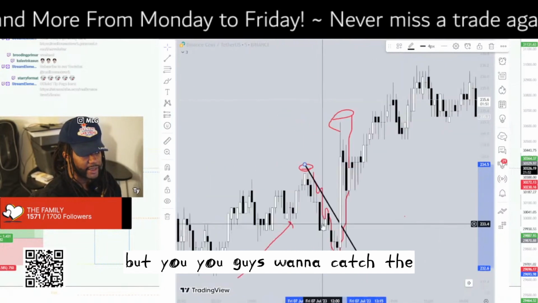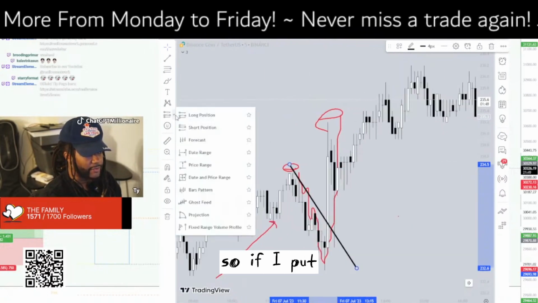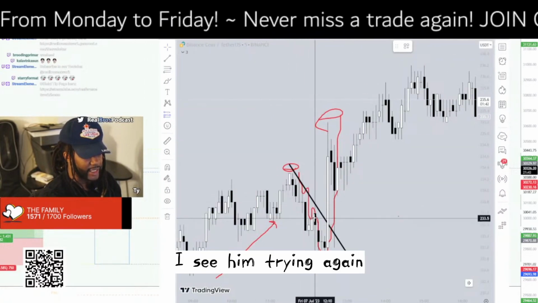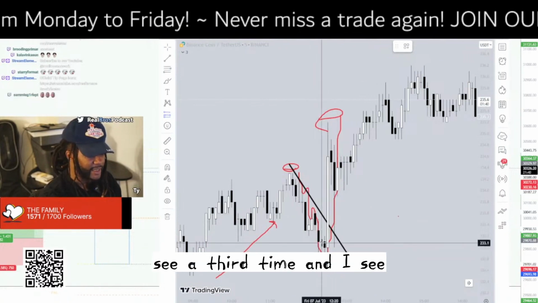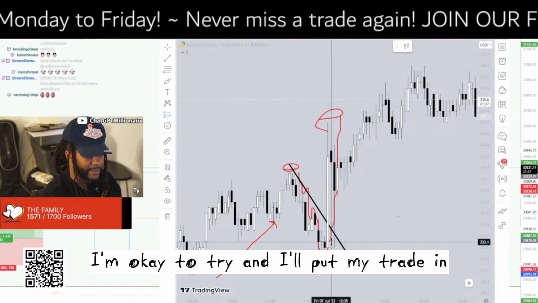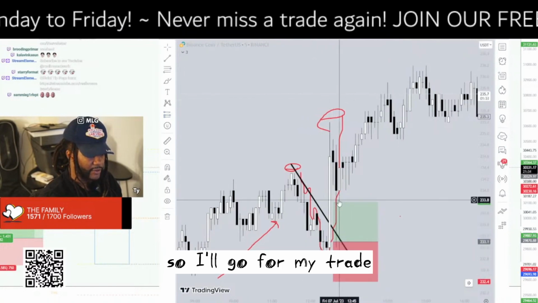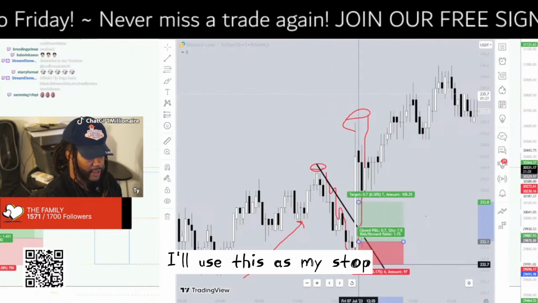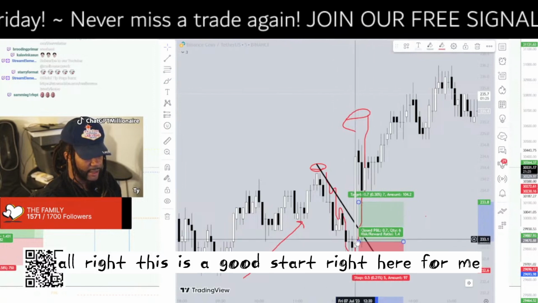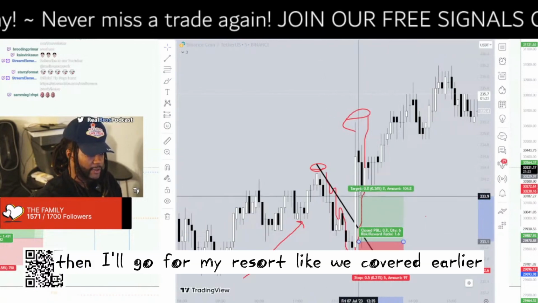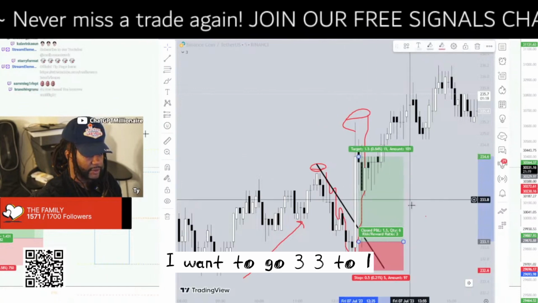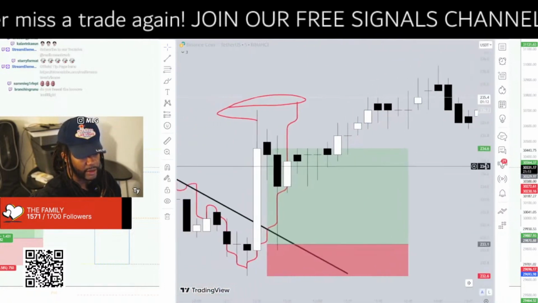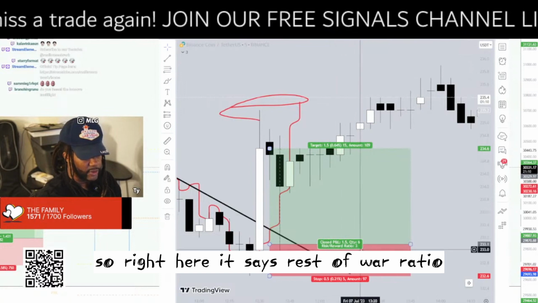But you guys will want to catch the ones where you can get the best risk to reward. So let's say I took a trade. I see them trying to buy at a price, they don't like it. I see them trying again, they kind of don't like it. I see it a third time, and I see them trying again down here. I'm like, okay, they're trying. I'll put my trade in. As soon as I see them come back up and take off, I'll use this as my stop. I'm like, all right, this is a good stop right here for me. Then I'll go for my risk reward, like we covered earlier. I want to go 3 to 1. I don't know if you guys can see the numbers. Let me zoom in. So right here it says risk to reward ratio.